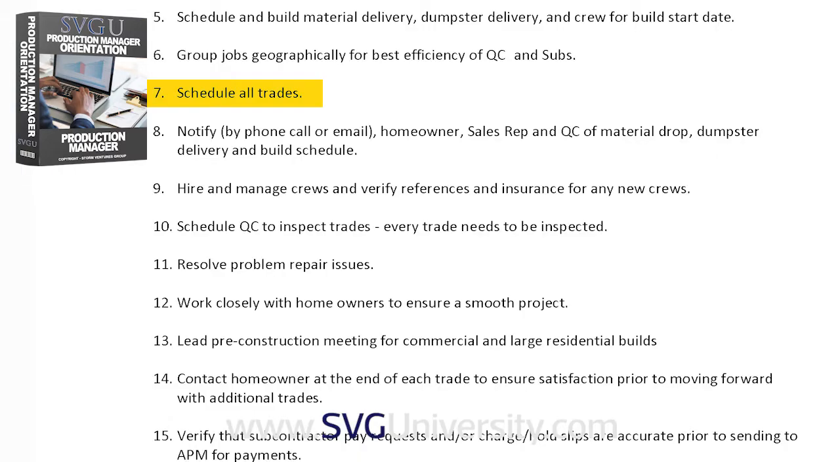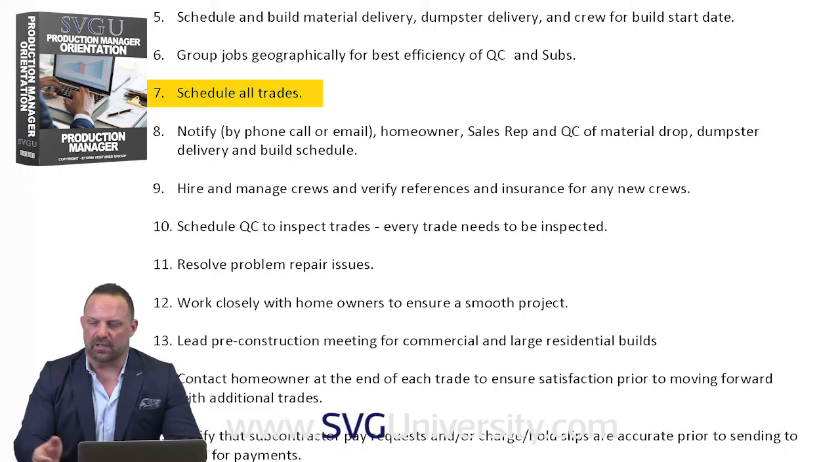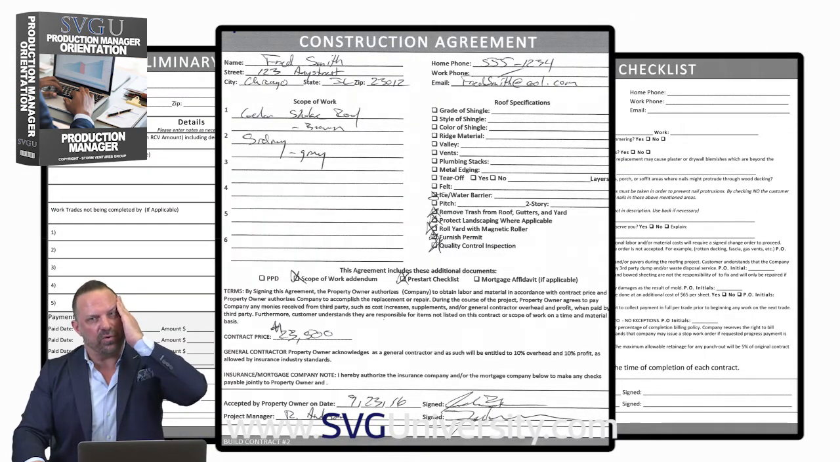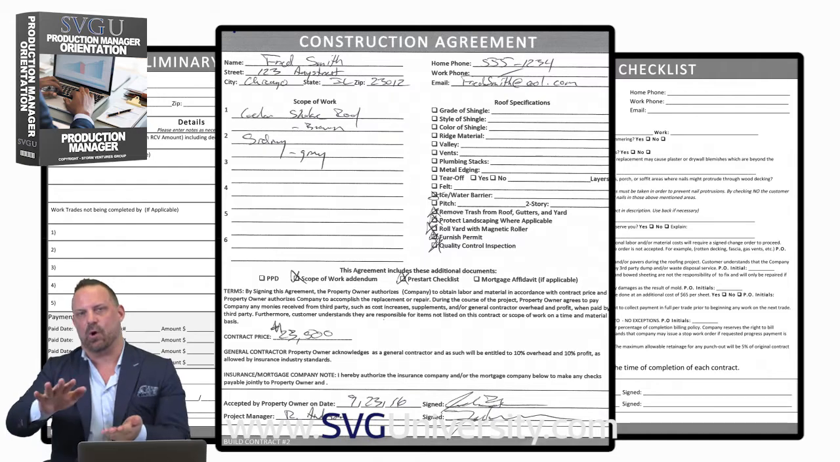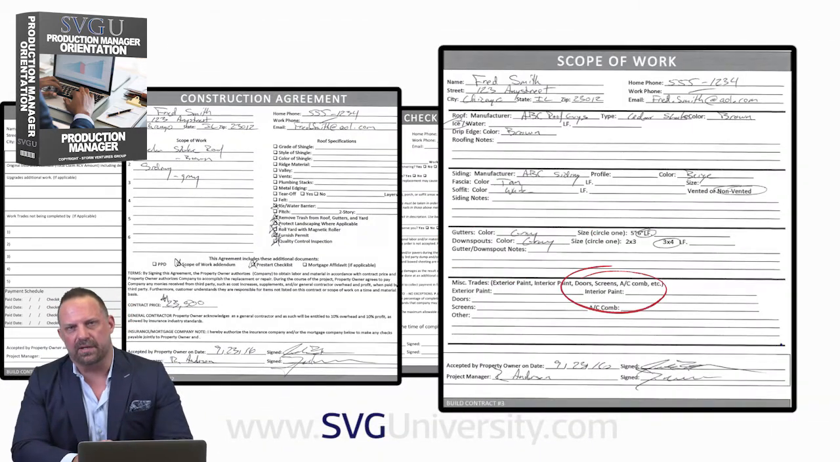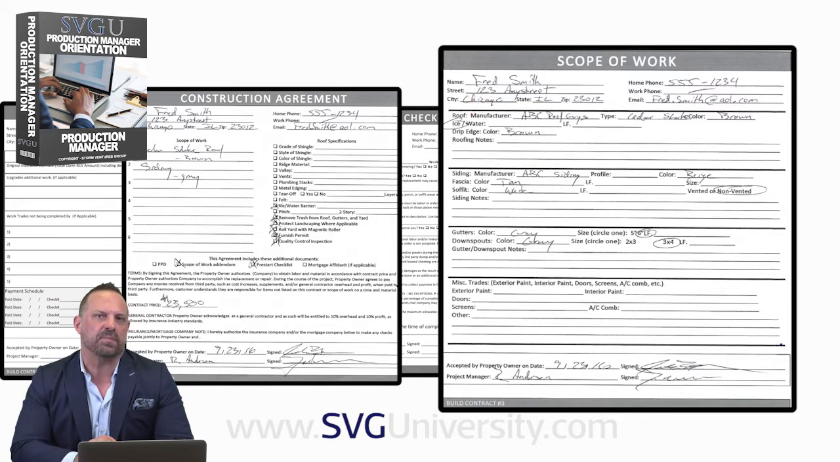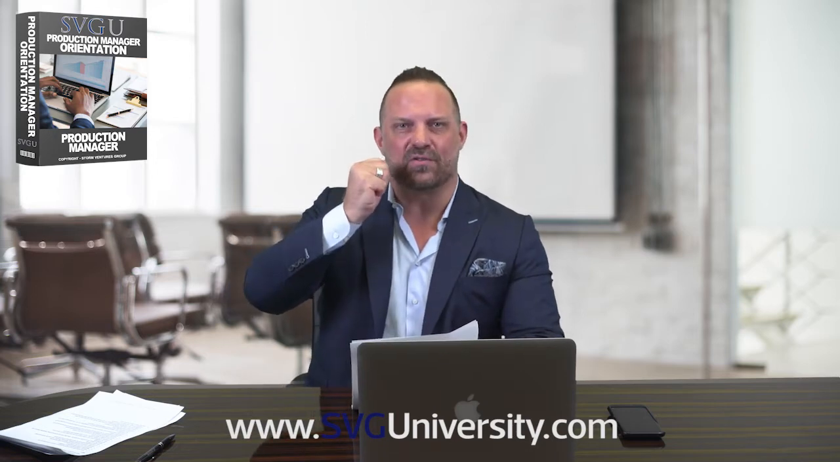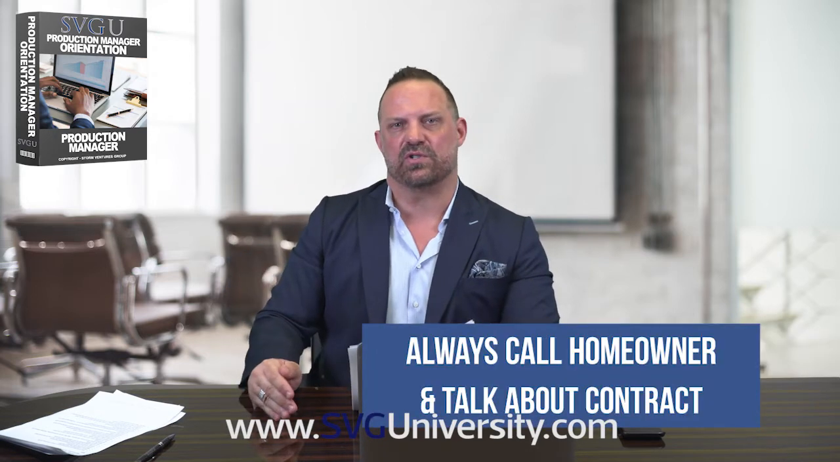Number 7, you're going to be the office production manager scheduling all trades. So when you look in that job file or looking at CRM, make sure you're aware of what trades that salesperson and that owner wrote in. Are you doing the gutters? Are you doing the screens? Are you doing the roof? What is that homeowner expecting? Always call that homeowner, that property owner, that Mrs. Smith, and talk about what's in their contract. Just don't assume what that sales associate wrote down is correct.